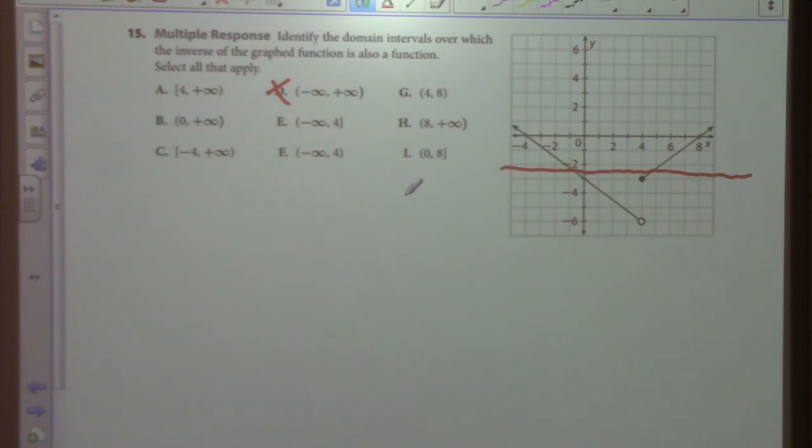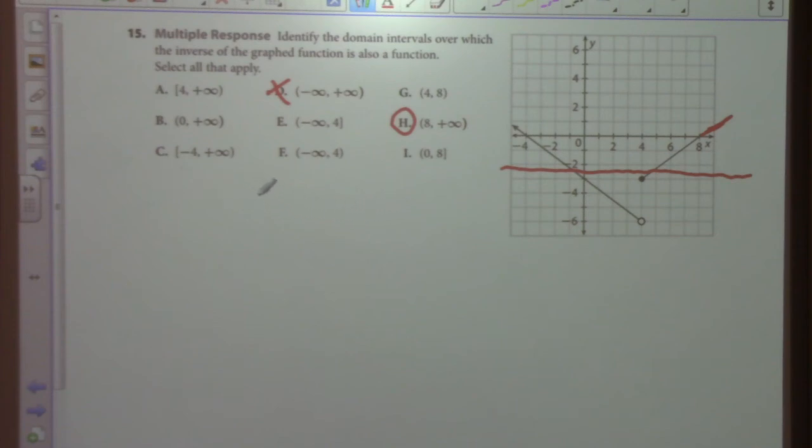8 to infinity, would you say? Okay, Bryce says 8 to infinity because if we take this piece here, this definitely would, because just this piece from 8 to infinity would. So that's a correct answer. All right, good job. Any others you see here?